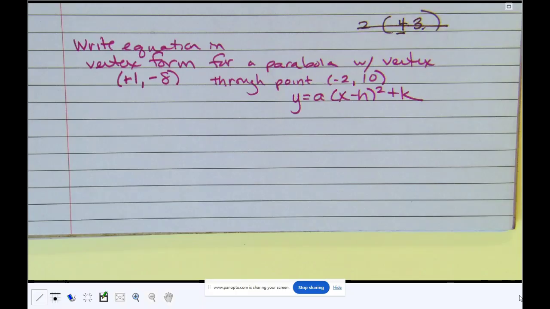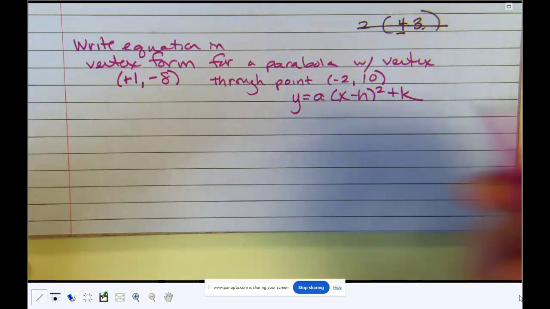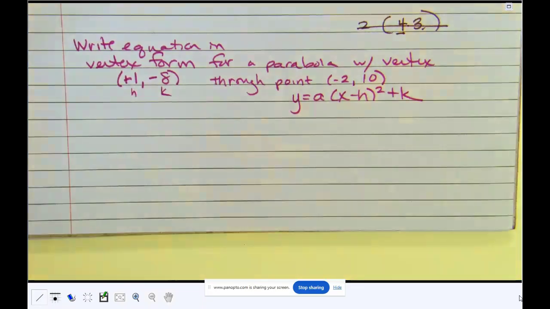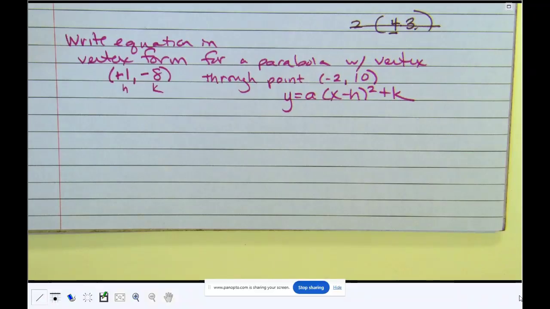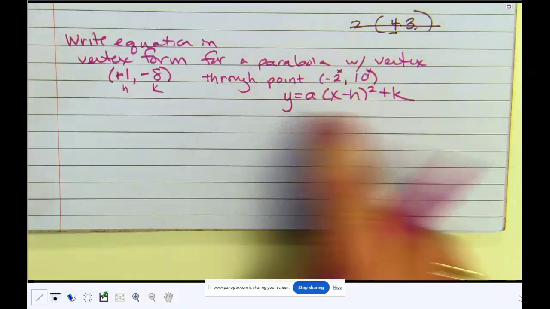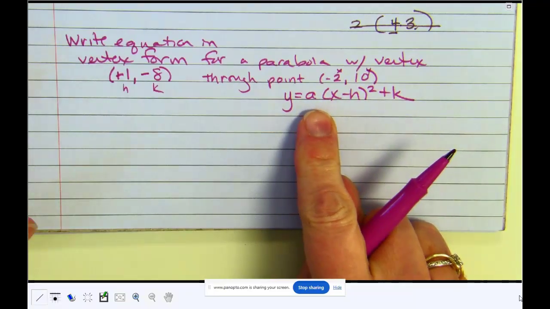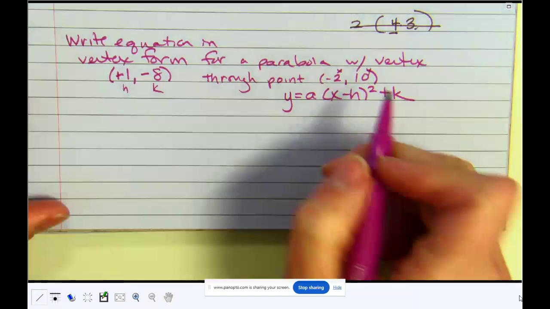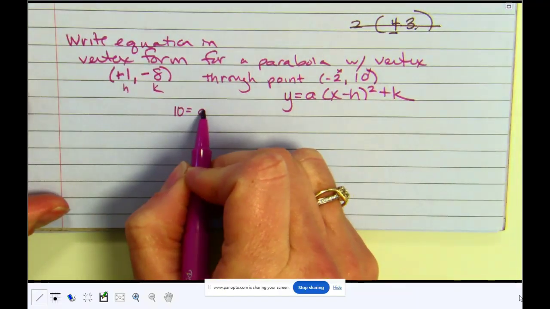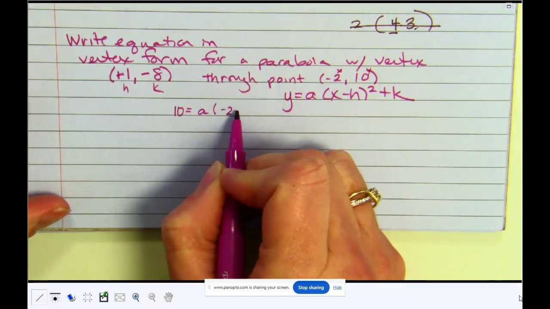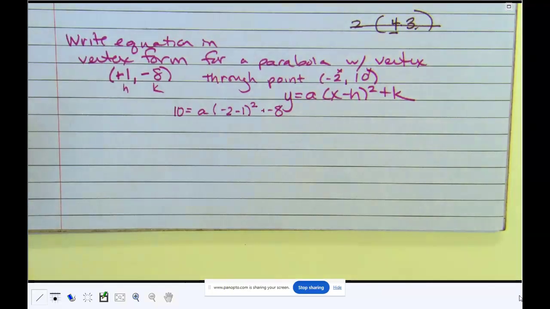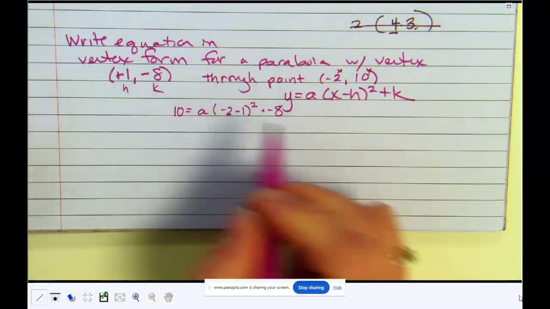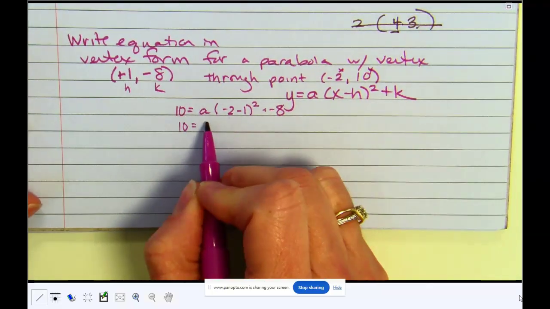So what you're looking at when you are looking at a problem like this, vertex is h, k. So you can plug that in. The point is what 2 things? Yeah, x and y. So when you plug all those in, you have only an a left, which is the whole point. You have to have enough information to figure out a. So it's 10 equals a, which we don't know, times x, which is negative 2, minus h squared, plus k. So plus negative 8, minus 8 is fine. Okay, this is negative 3 squared. What's negative 3 squared? Positive 9.